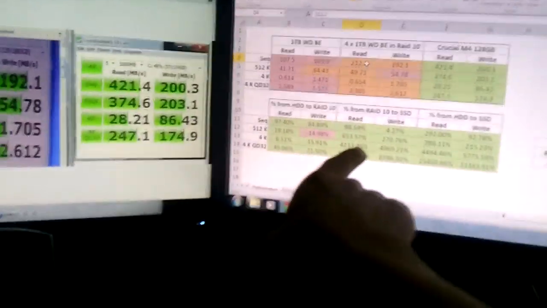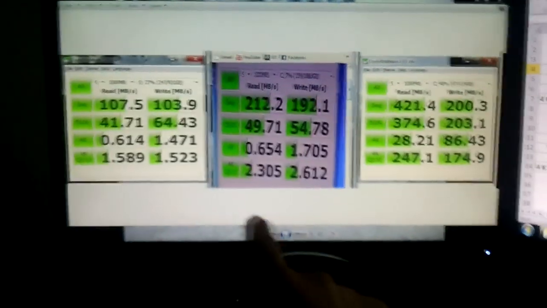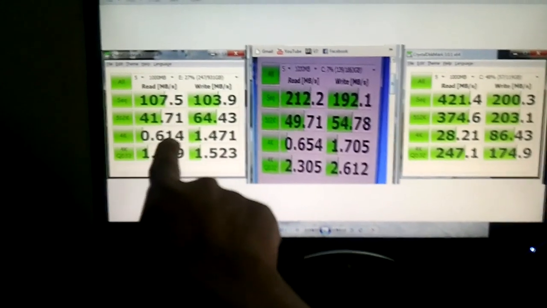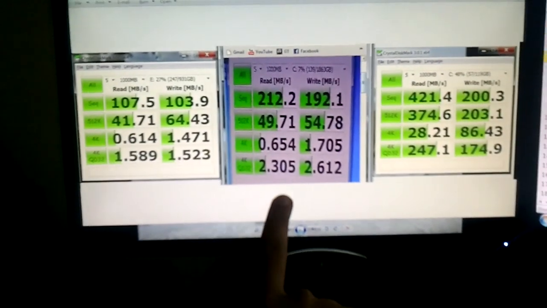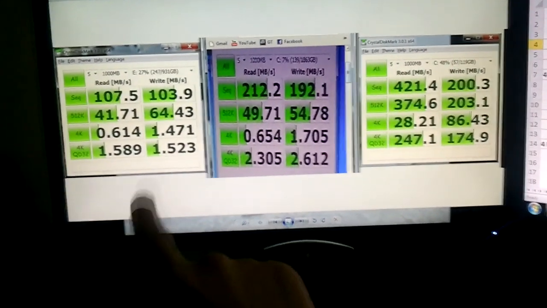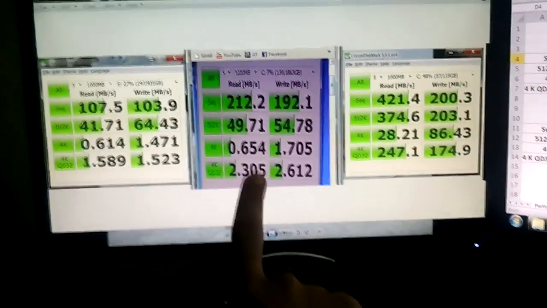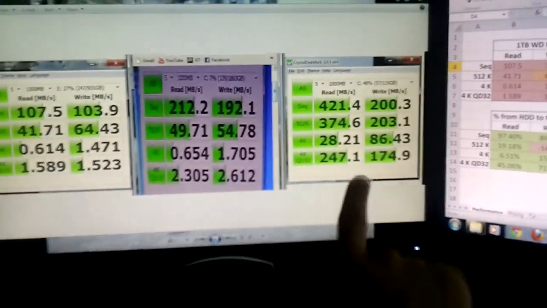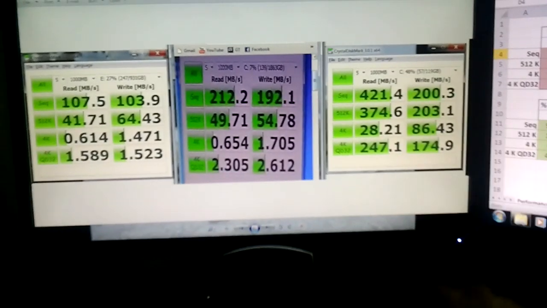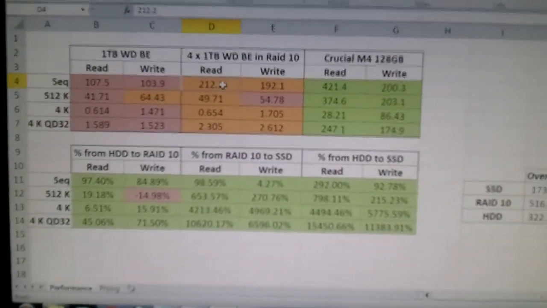Very quick. I have an analysis over here. The scores. This is the hard disk. This is the hard disks in RAID 10. So Western Digital Black Edition 1 terabyte, four of them in RAID 10, and then the Crucial M4. Just for proof, these are the scores. I've put them in an Excel sheet. Let's have a quick look.